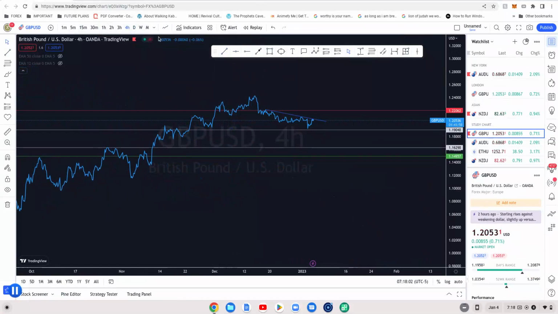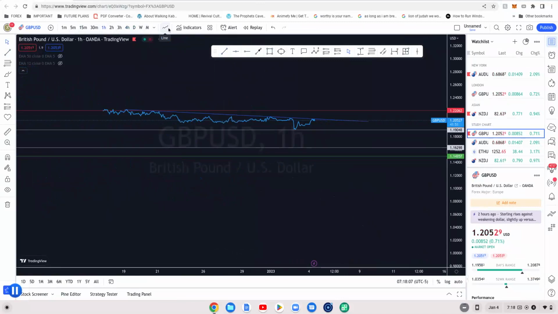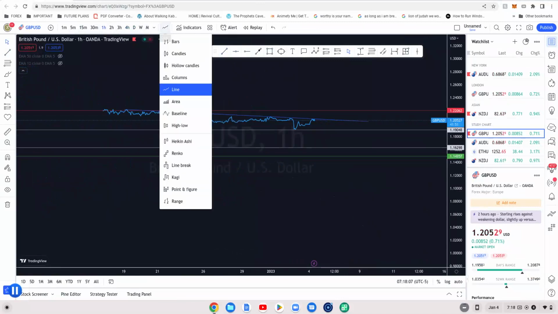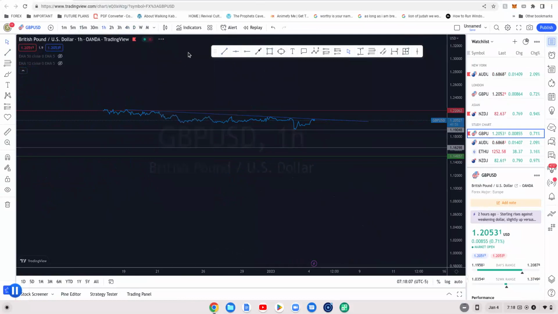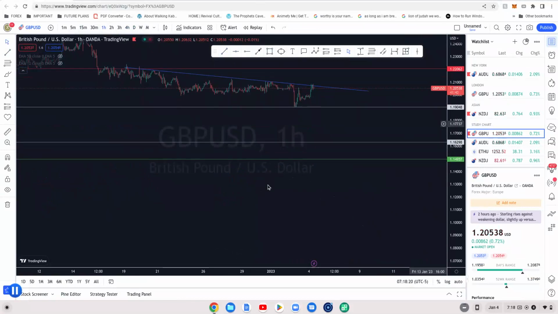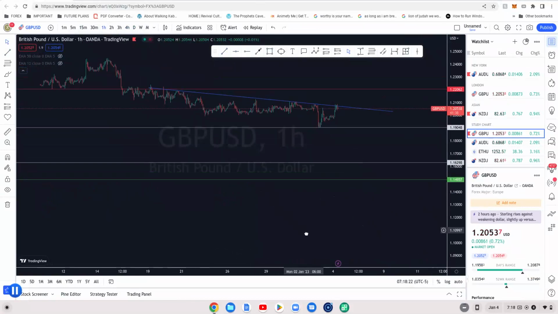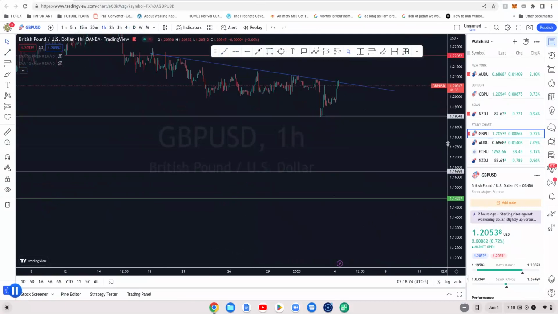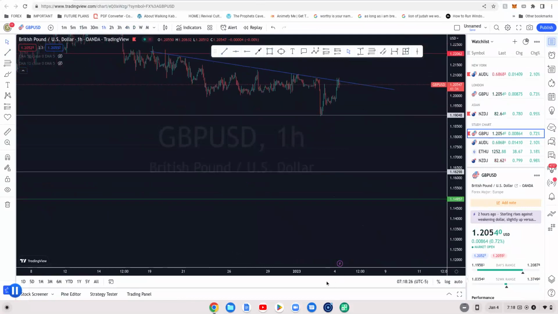So now I am going to my 1 hour chart, and I'm going to turn off my lines and go back to my candlesticks to further see what price is doing. So now I'm going to zoom in as best as I can.